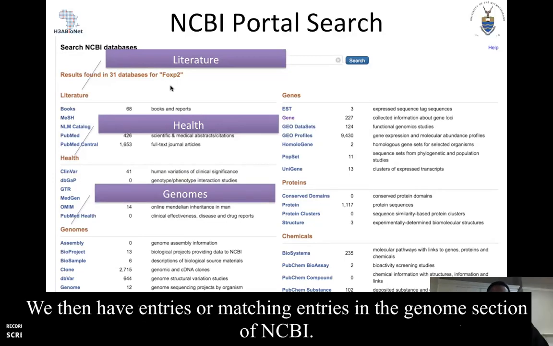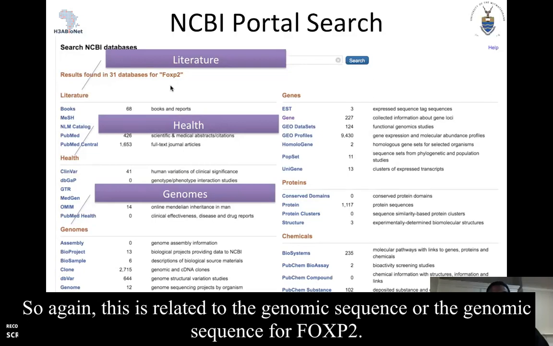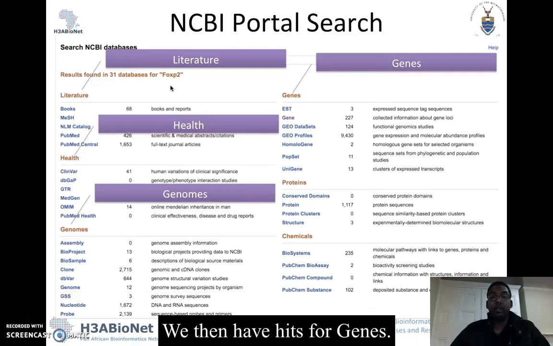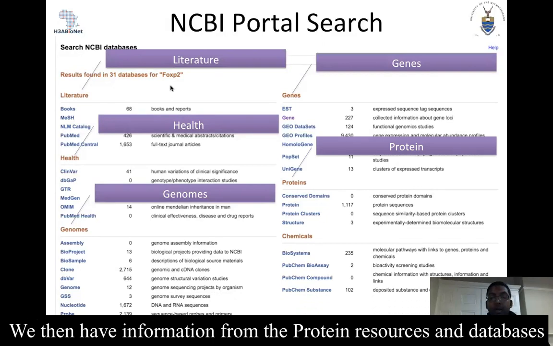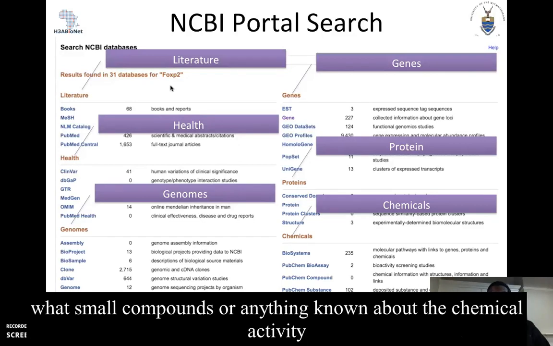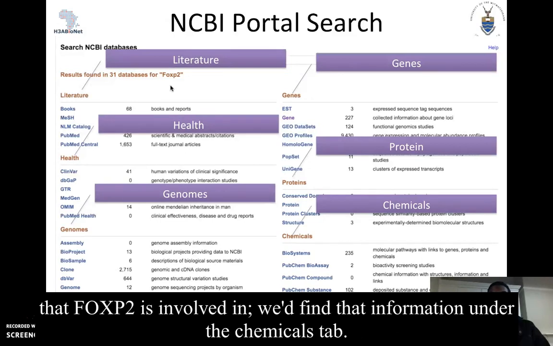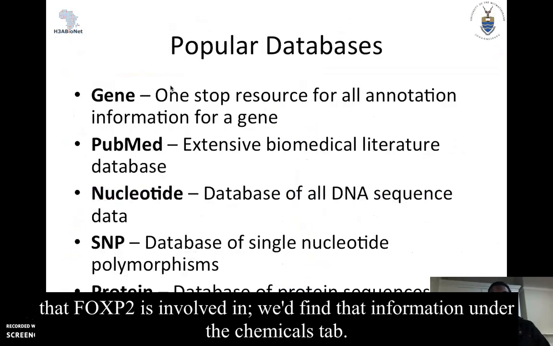We then have matching entries in the genome section of the NCBI. So again, this is related to the genomic sequence for FOXP2. We then have hits for genes. So this would be information on what is known about the FOXP2 gene in humans. We then have information from the protein resources and databases. And then we have some information on chemicals. So what small compounds, or anything known about the chemical activity that FOXP2 is involved in, you'd find that information under the chemicals tab.